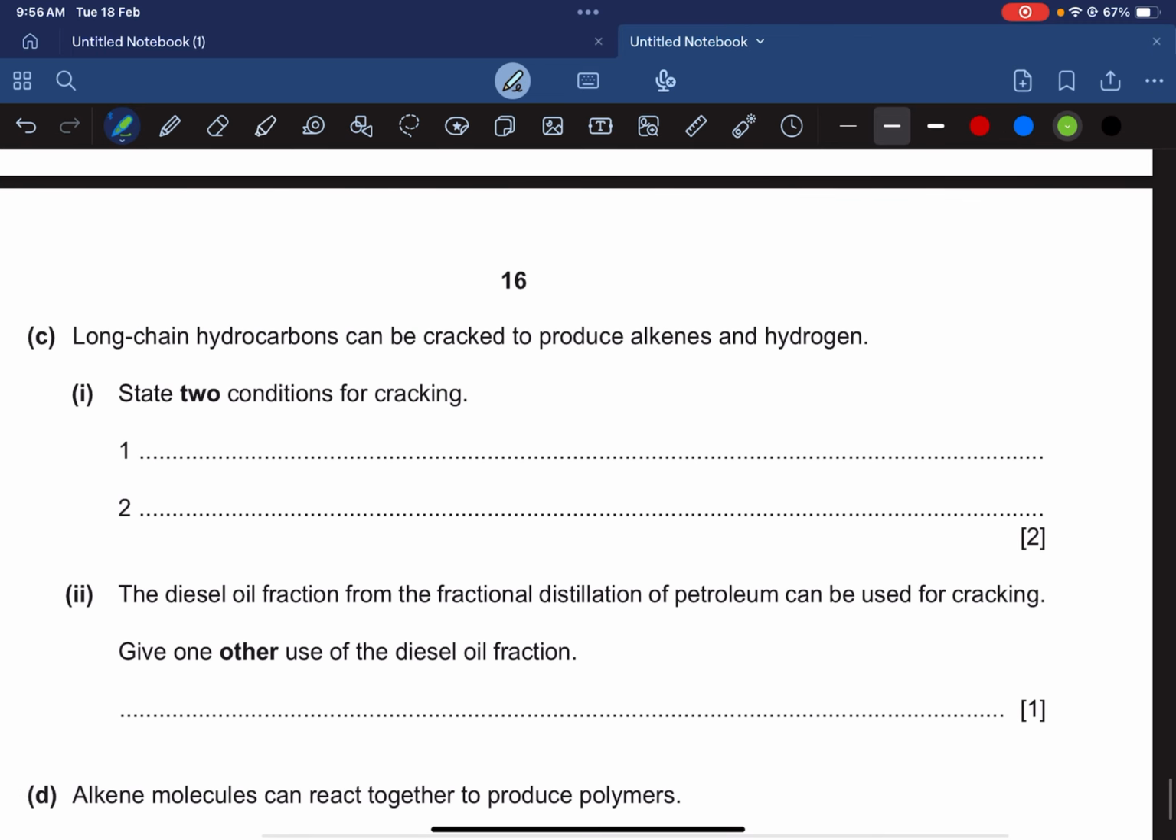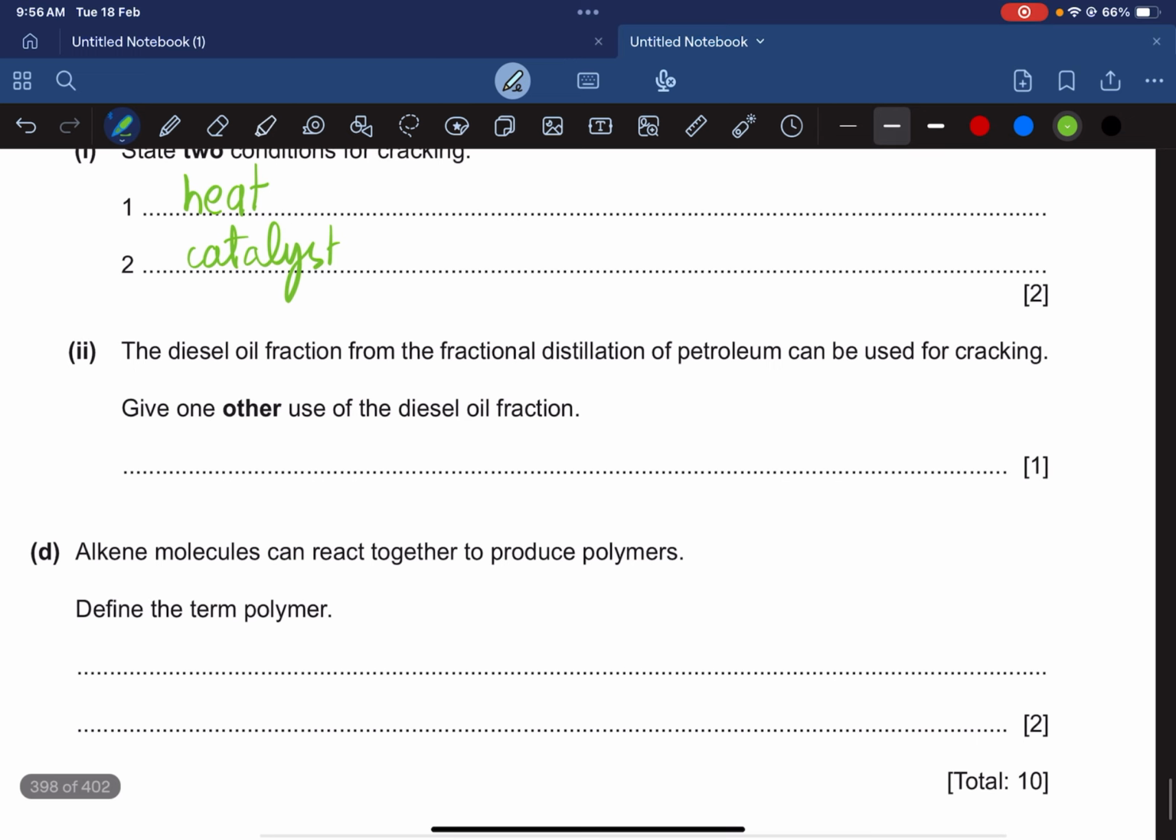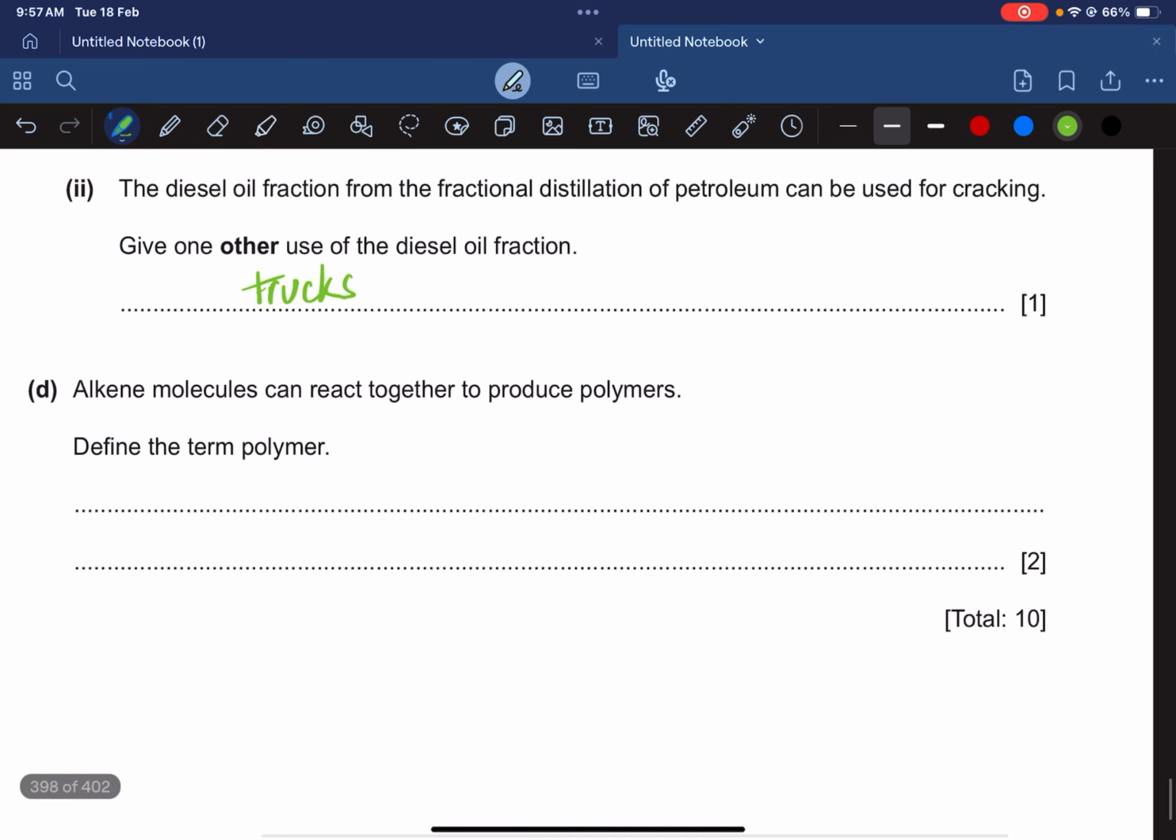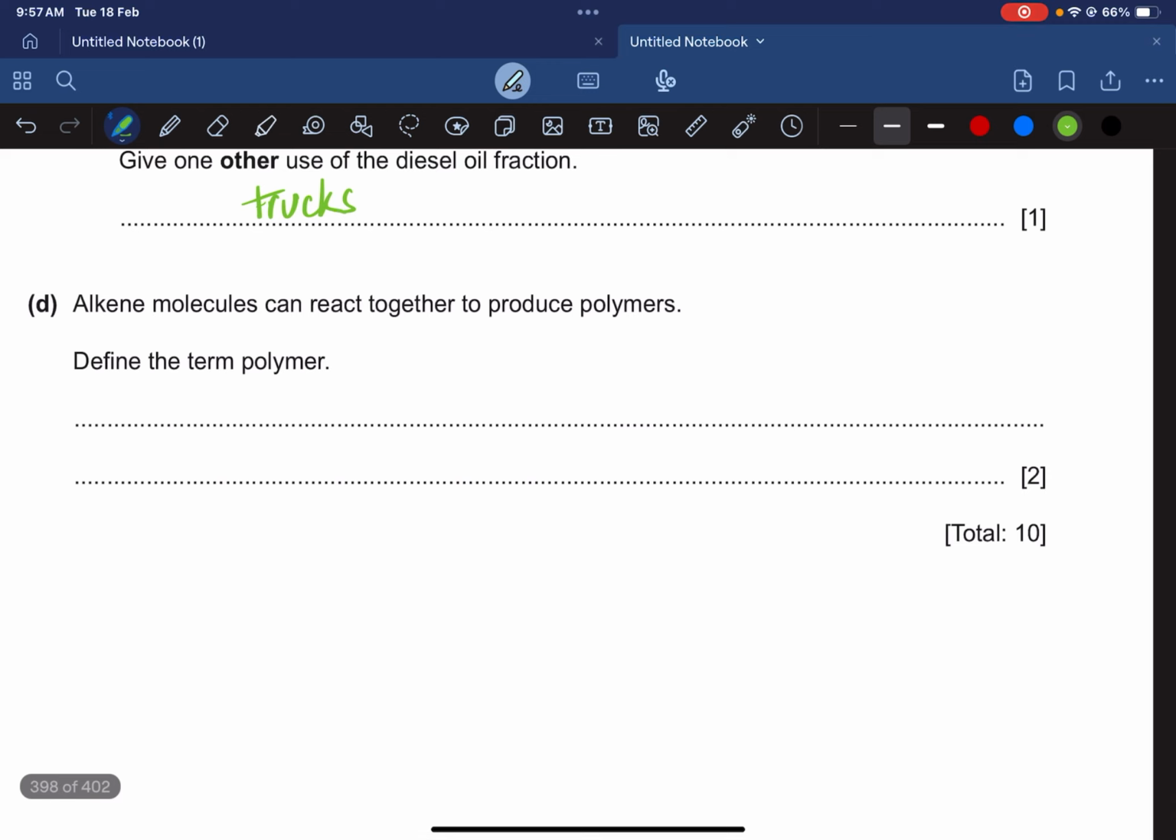Next is long chain hydrocarbons can be cracked to produce alkenes and hydrogen. State 2 conditions of cracking. First, you need heat for cracking, and second, you need a catalyst. Okay. The diesel oil fraction from the fractional distillation of petroleum can be used for cracking. Give one other use of the diesel oil fraction. Diesel oil is basically used in trucks. Okay? It's used to power trucks and buses. Okay? Large vehicles.